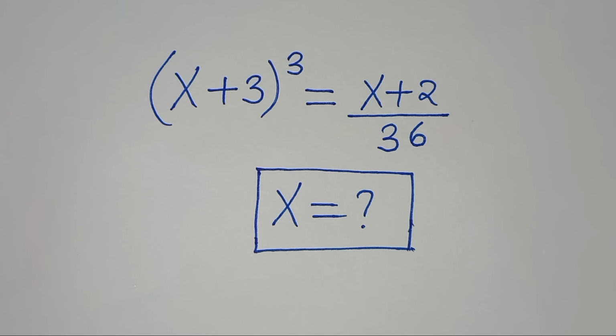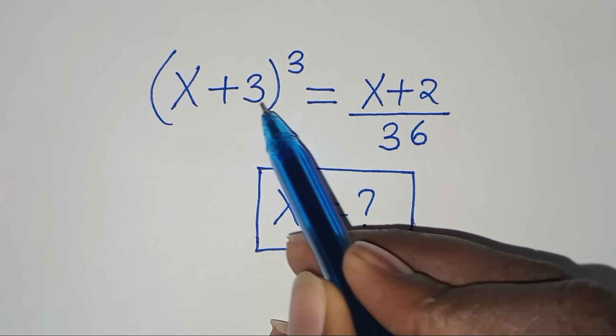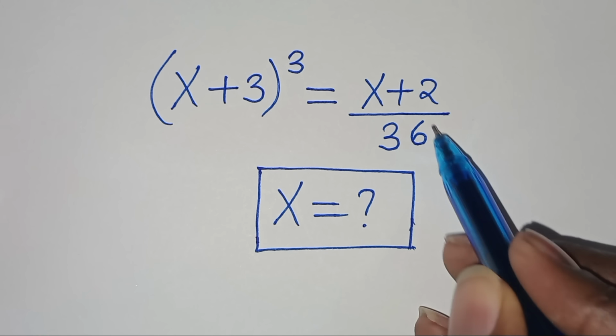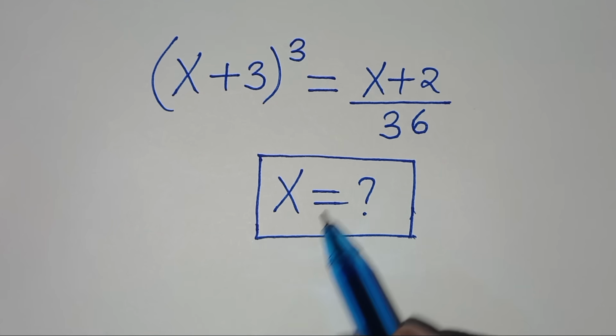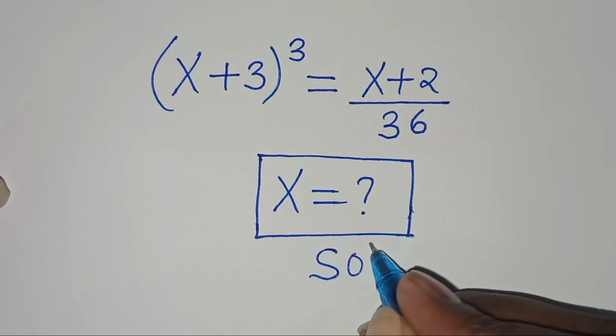Hello everyone, you're welcome to solve this nice algebra problem, which is (x plus 3) to the power of 3 equal to (x plus 2) divided by 36. So what are the values of x? Let's provide a solution from here.